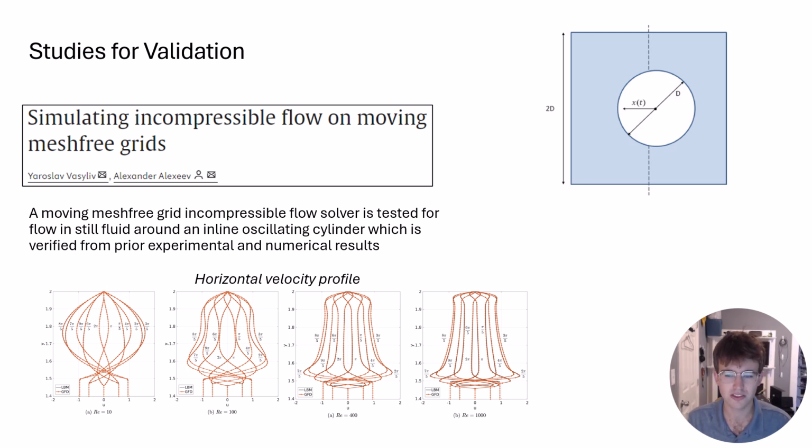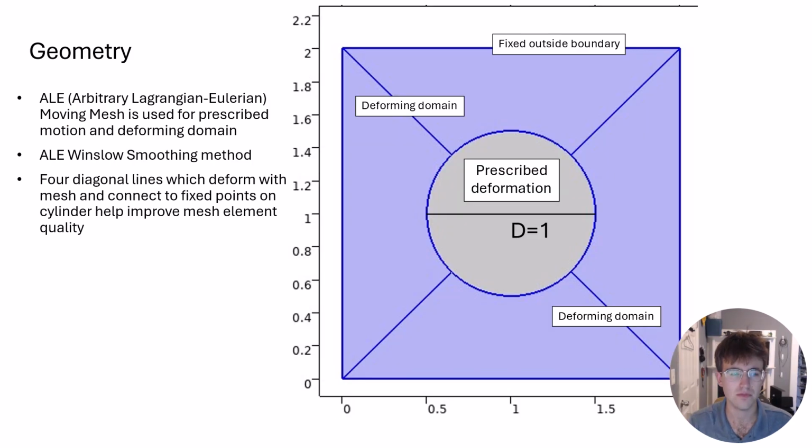I use the same geometry as this paper, shown in the top right, and in the bottom left is the horizontal velocity profile results from the study, which I'll compare with mine. I used a cylinder cross-section surrounded by a square with side length 2D. I used the ALE moving mesh math in COMSOL with the Winslow smoothing method. The Winslow smoothing method was important, given the relatively large deformations, to get it to converge. I also had these 4 diagonal lines to help the mesh quality.